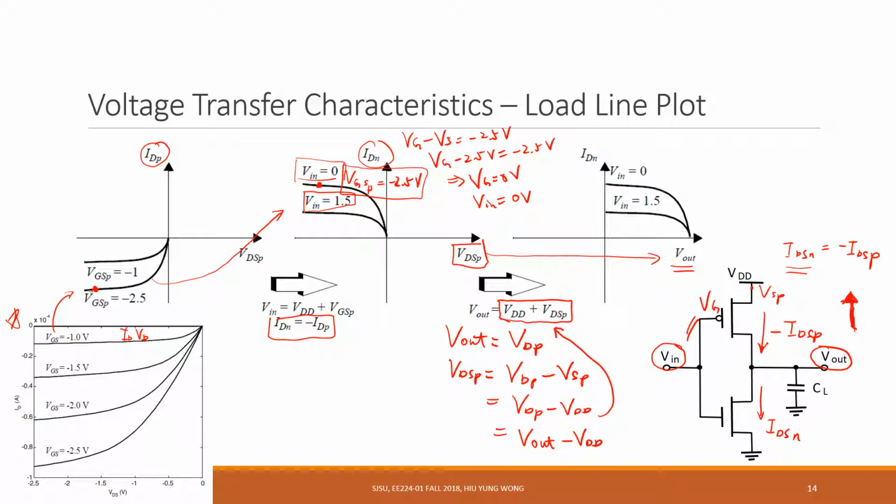Now, you see that I have a plot with IDN as the y-axis and Vout as the x-axis. But this is again for PMOS. It's just telling me how the PMOS current is related to the Vout at different bias conditions. Okay? Think about that. You can pause the video and think about that.